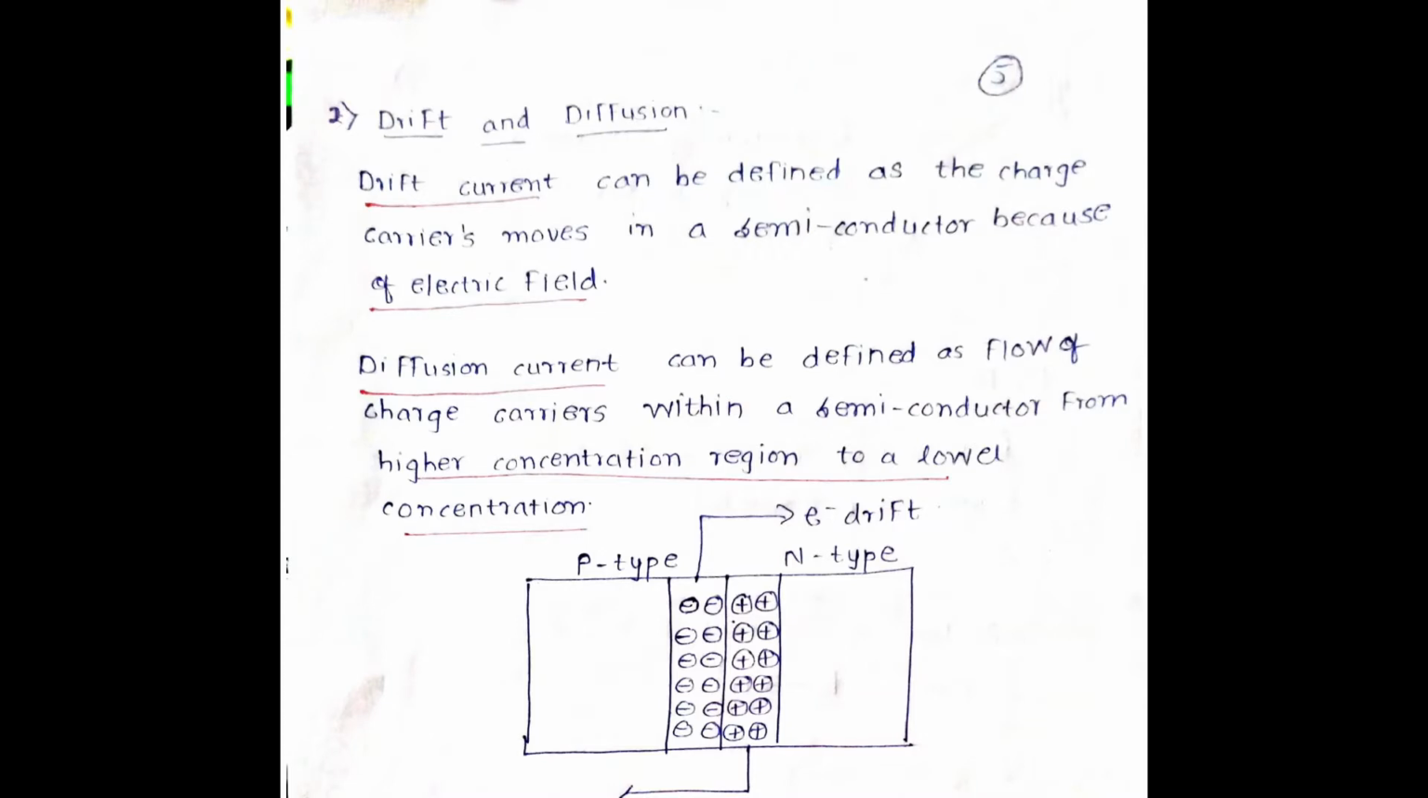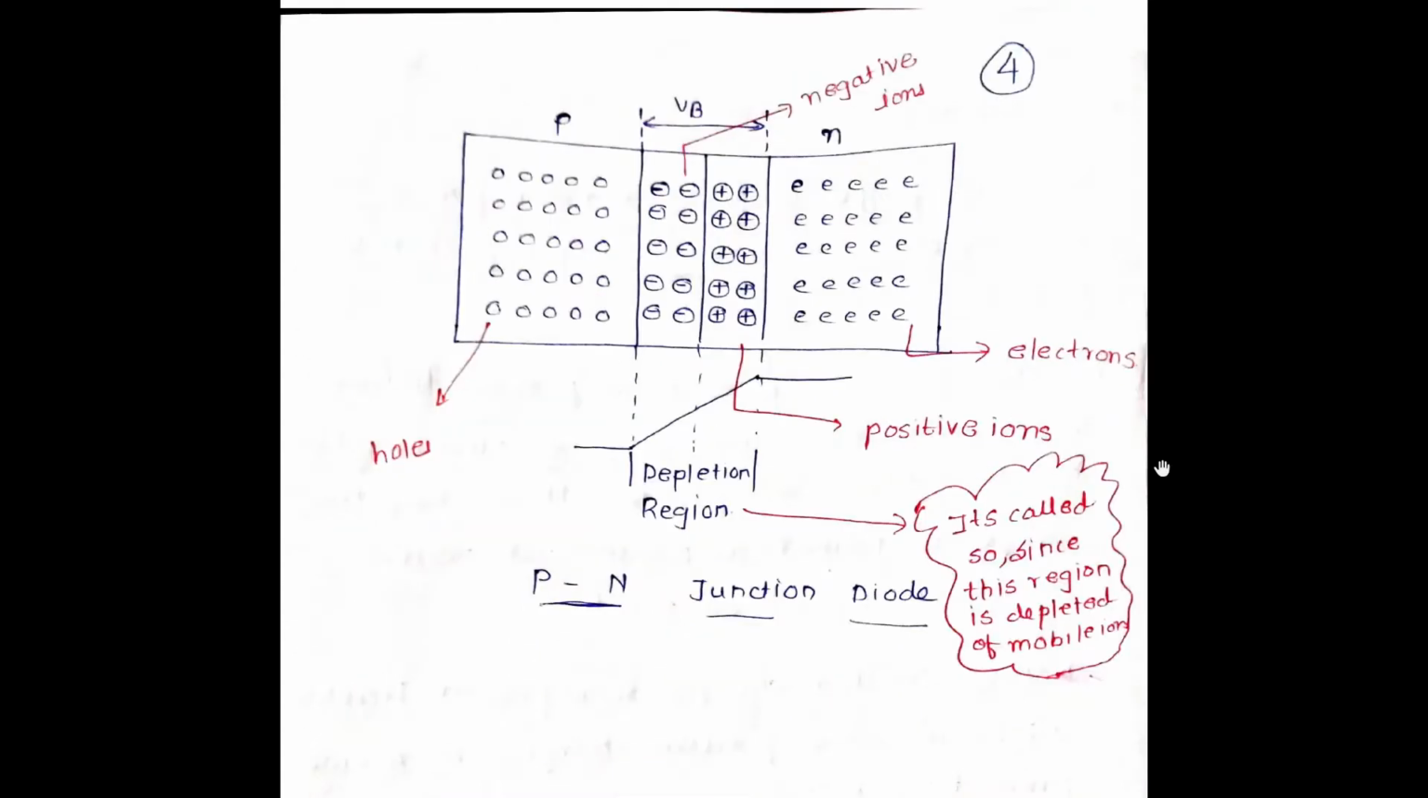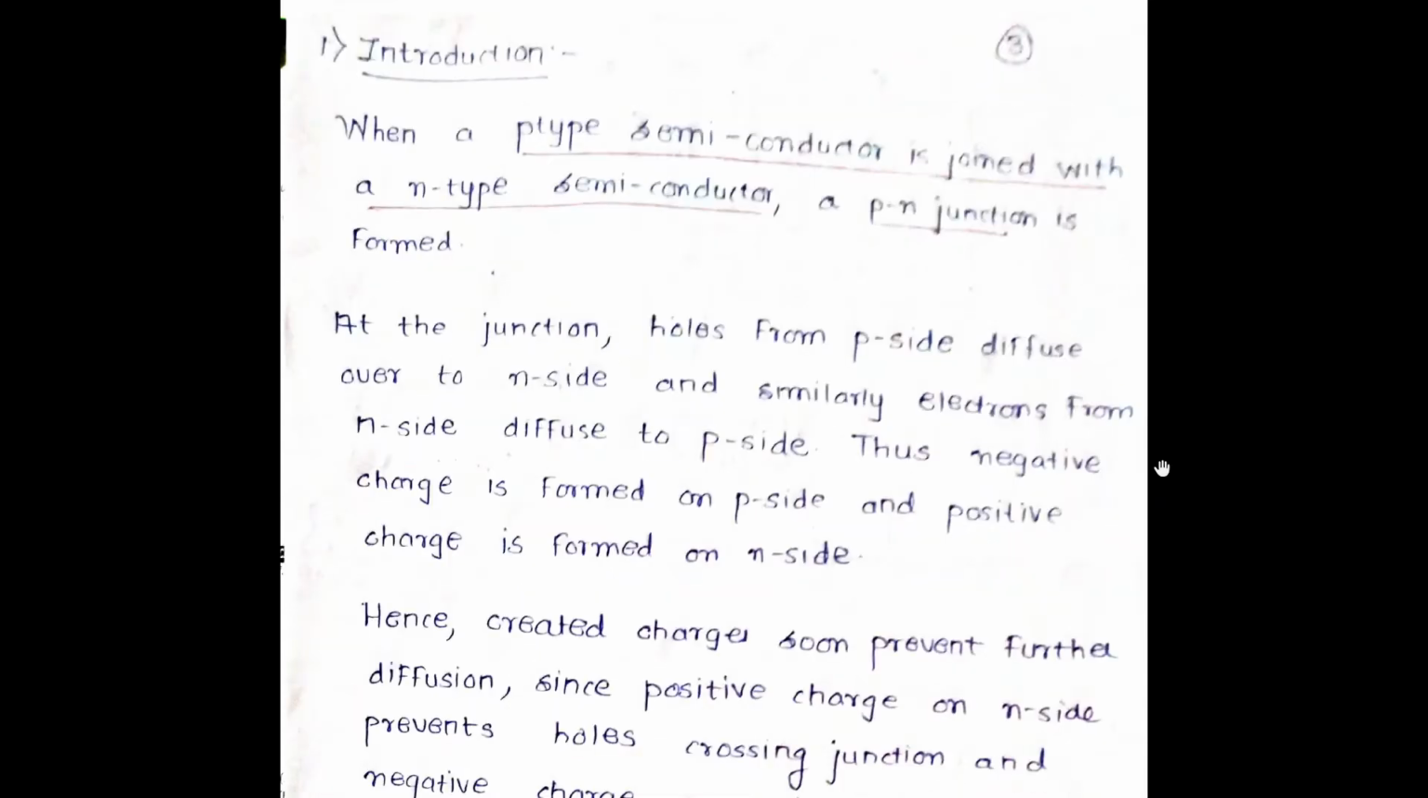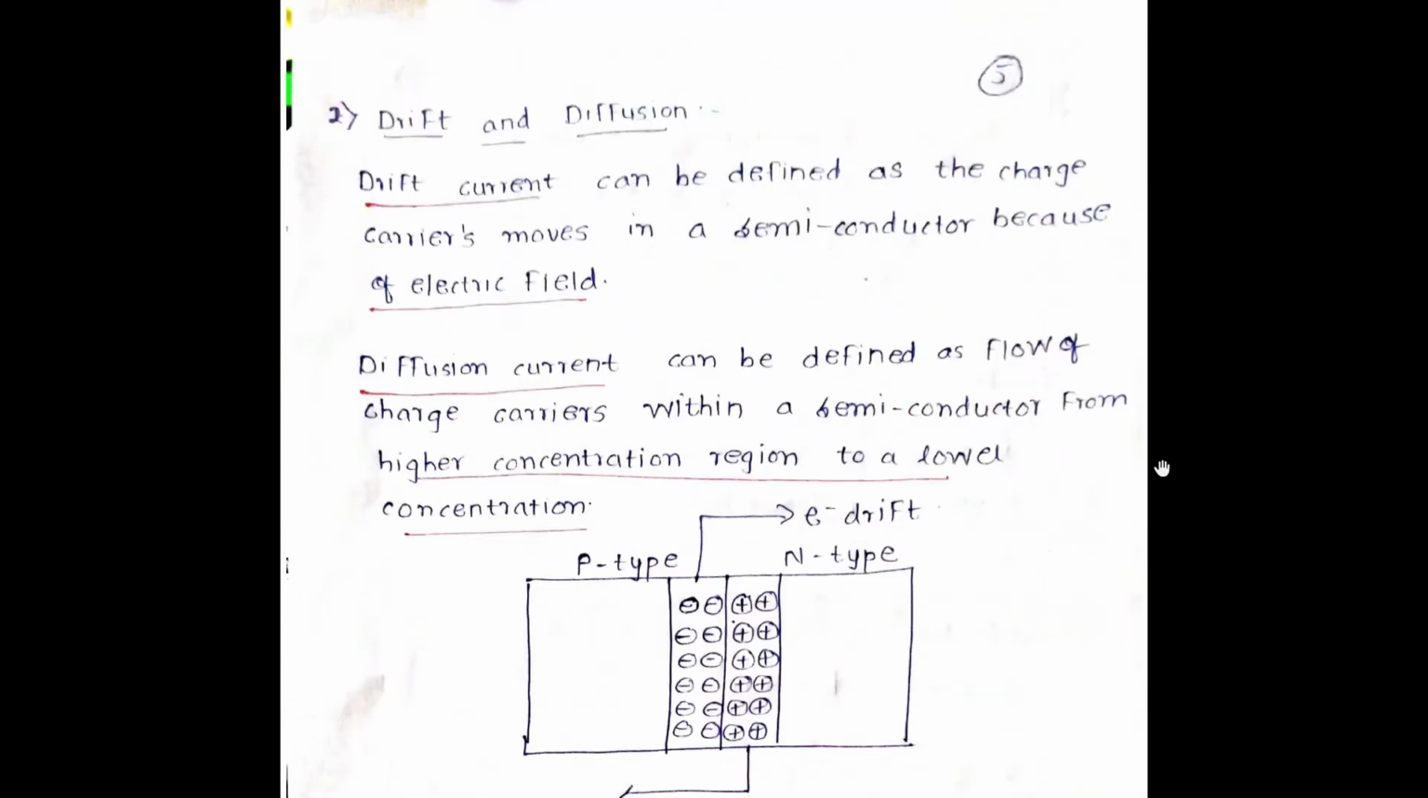Next topic that we'll be taking in EDC is going to be drift and diffusion. Already a video is uploaded on PN junction diode diagram and the basic concept of PN junction diode. Please watch that video if you haven't watched it. It's there in my EDC playlist on my YouTube channel.